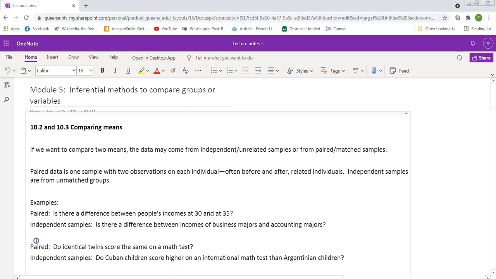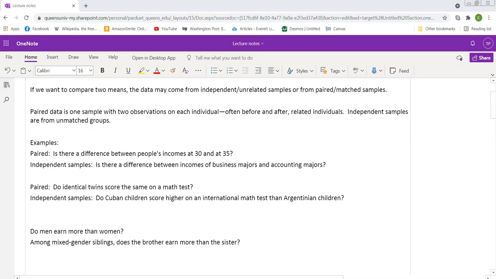Continuing on, we've got two examples here. Do identical twins score the same on a math test as each other? So this would be paired because we've got several sets of identical twins looking at their scores on math tests, versus one where we've got independent samples: whether Cuban children score higher on an international math test than Argentinian children. So those are completely separate groups of individuals. All right?